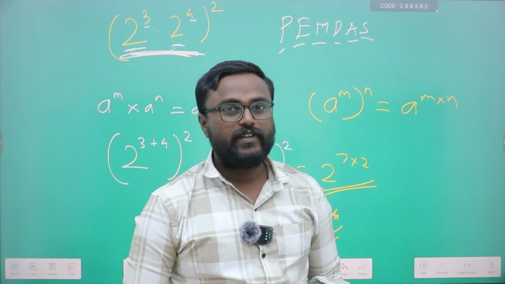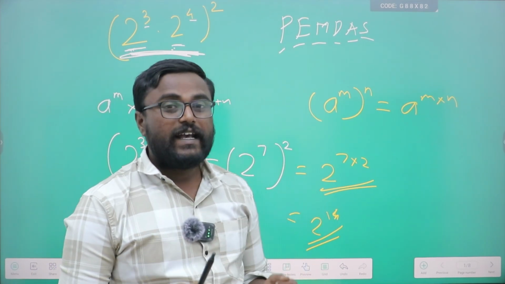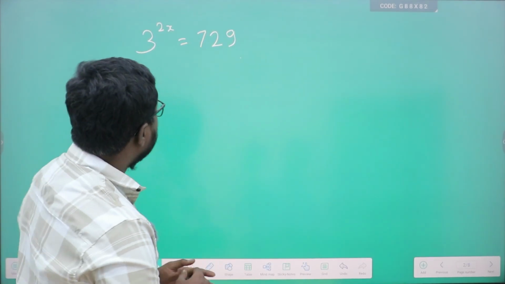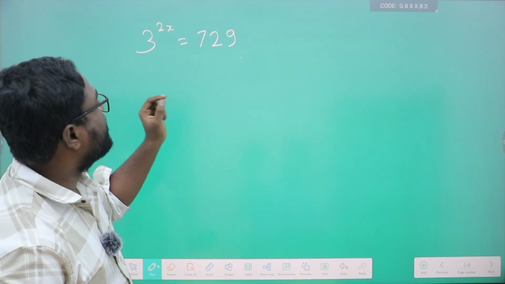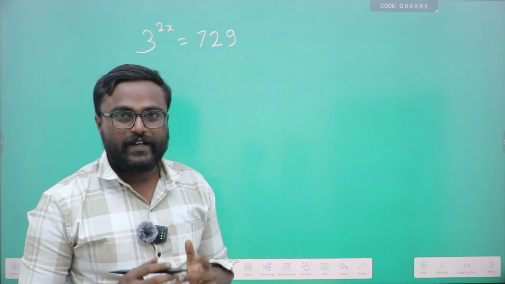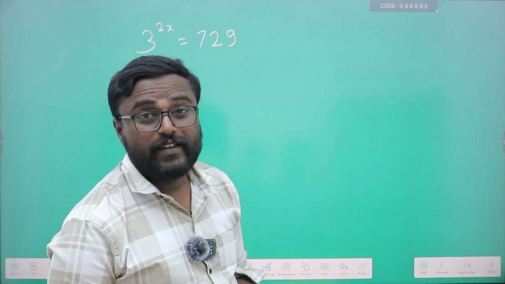I hope you understood this. Let's move on to the next question. So the next question says that 3 to the power 2x equals 729. So how do we solve this?